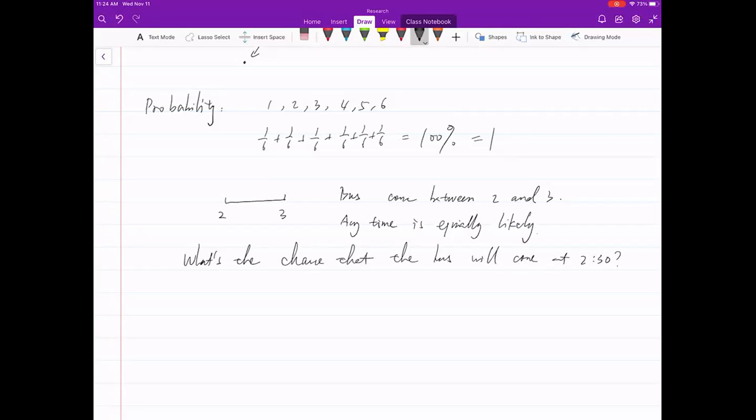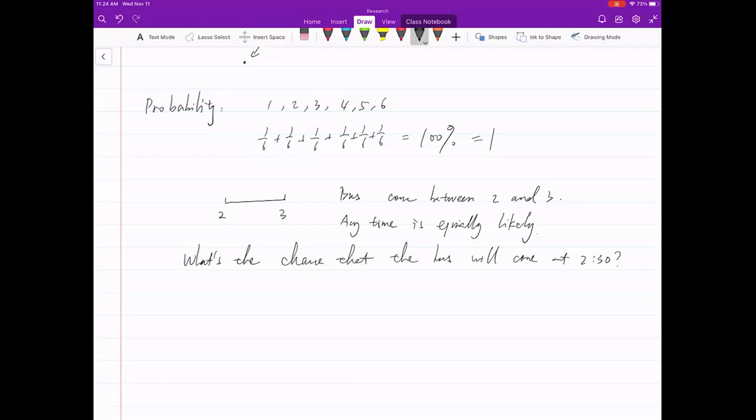Number one, is it 0? No, it's definitely possible, right? Cool. Number two, what is it? Is it 1/10? Do you see the problem here?